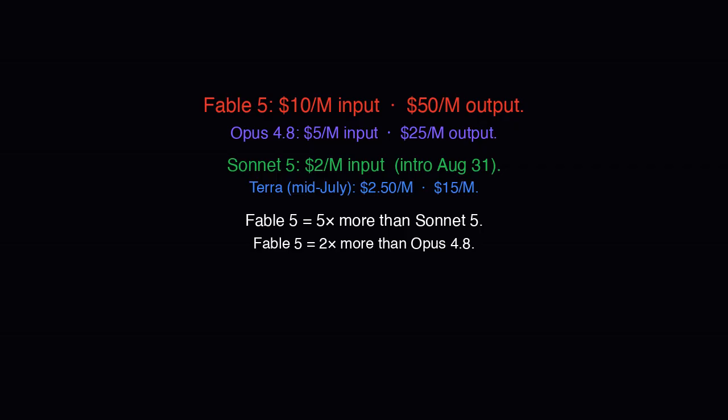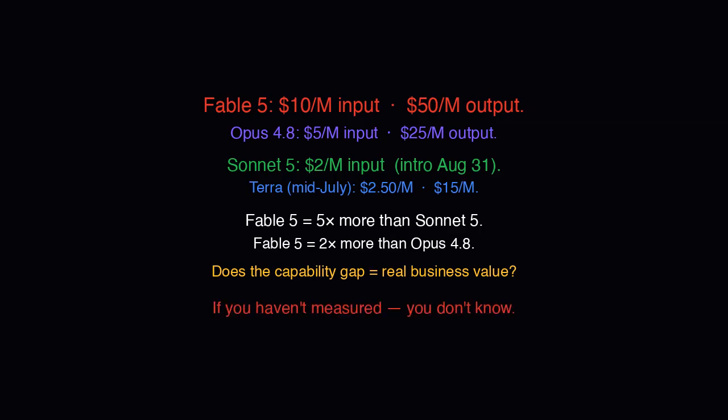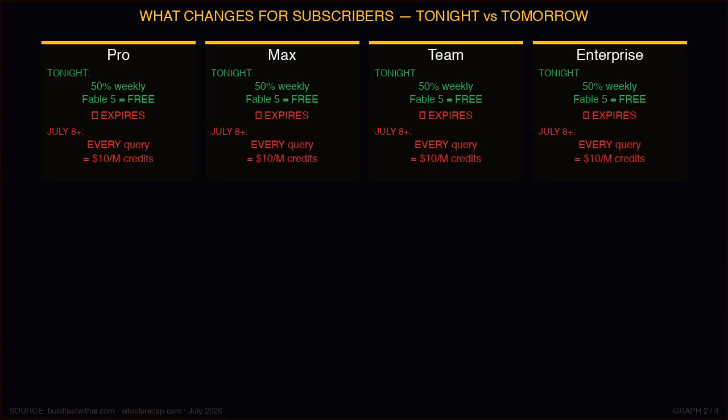GPT 5.6 Tera, $2.50 per million input, $15 per million output. Coming mid-July. Near GPT 5.5 performance on coding. The pricing picture is clear. Fable 5 at $10 per million is 5 times more expensive than Sonnet 5. 4 times more expensive than Opus 4.8 on input. If the capability gap does not translate to direct business value in your specific workflow, you are paying a premium for brand recognition, not results. Most users will find that Sonnet 5 or Opus 4.8 covers their actual needs at a fraction of the cost.